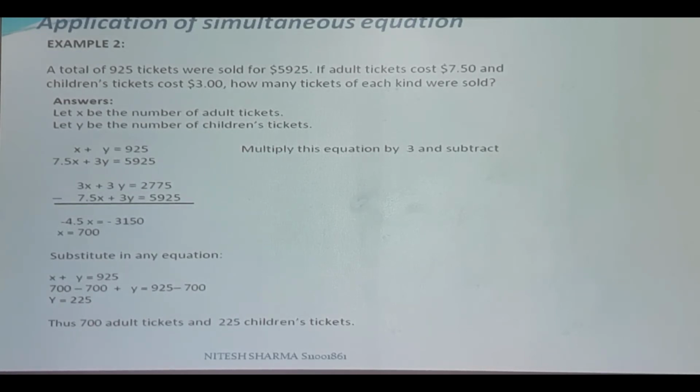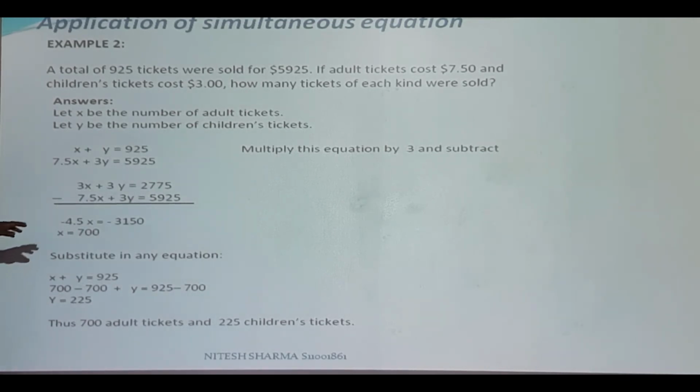A total of 925 tickets were sold for $5,925. If an adult ticket costs $7.50 and a children's ticket costs $3, how many tickets of each kind were sold? Right, let me go over the explanation.